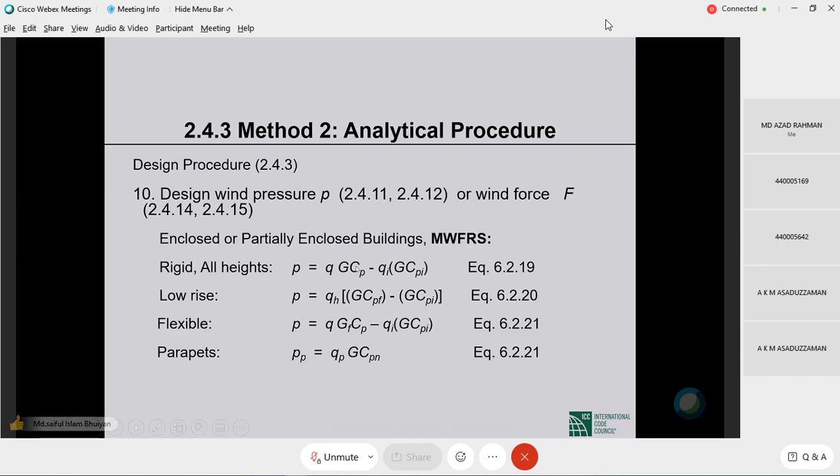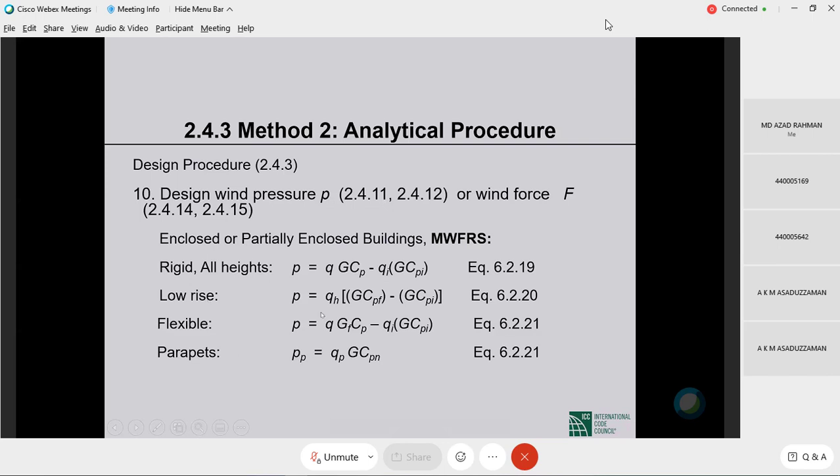Okay, C sub P we just looked at. G we have talked about, mostly 0.85. Q, the velocity pressure, that is the 0.00256 V squared, Q sub Z, Q sub H, the topographic effect factor K sub ZT times K sub D times the importance factor. So all of that is Q, and we know where to get all the components. Okay, so this is for a building of any height.